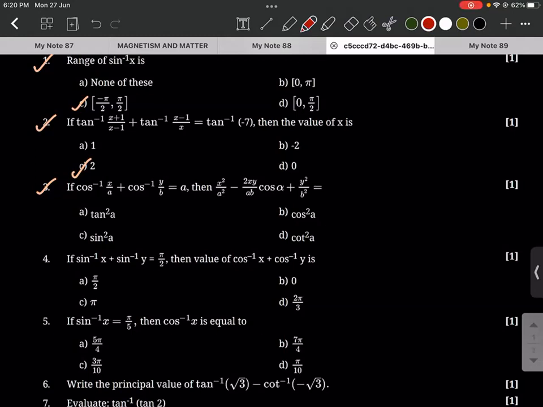No, but there is already an alpha there, so let's not take it as alpha. Let's take it as some capital X. We'll take it as theta and phi.